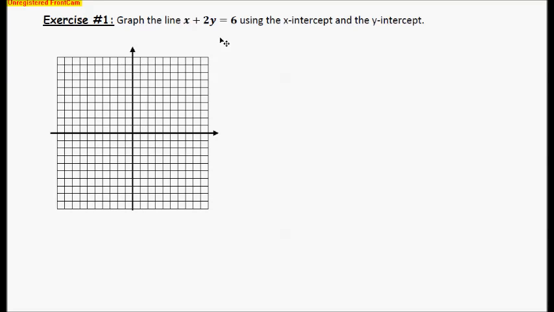Now here's an exercise that asks us to graph this line using the x- and y-intercept. And the last couple days we've talked a lot about putting equations in the form y equals mx plus b. It would be real easy to take this equation and put it in the form y equals mx plus b. So let's do that.